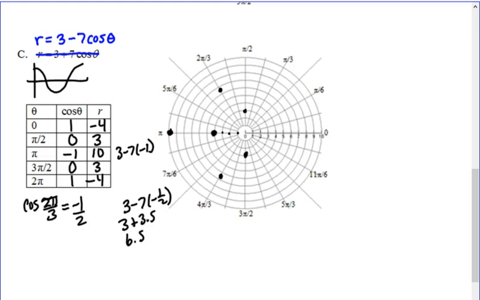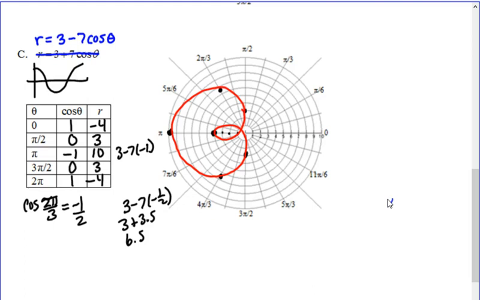So now when I draw this, I have an outer round limacon with an inner loop. And there we go. I think that's enough examples for you to see what we're looking at with these graphs.